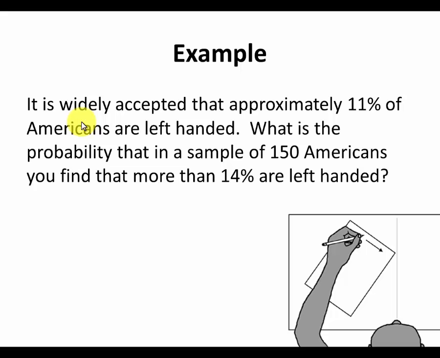Pause the video. See if you can identify some of the key players before we move on. See if you can identify what's a success, what's P, our population proportion, what is P hat, the sample proportion, what is N, the sample size of interest, and eventually, what's this probability?